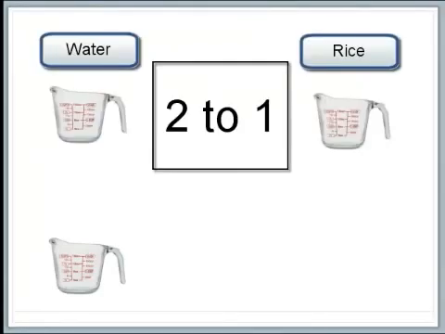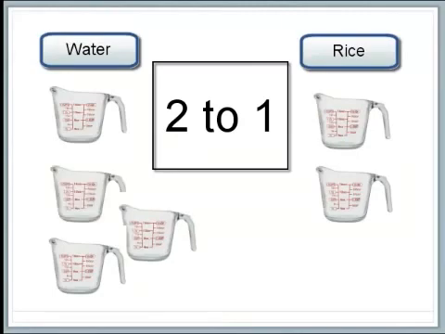So what you need to understand about ratios is that the two numbers are linked. As you increase the amount of rice you want to cook, you also have to increase the amount of water. For example, let's say you want to cook about 2 cups of rice. Then you'll need to use 4 cups of water.